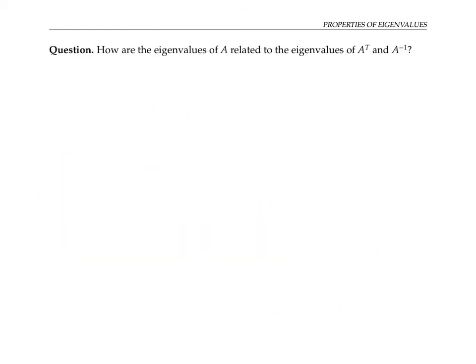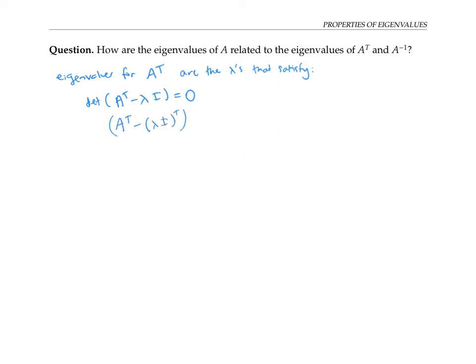Next, let's see how the eigenvalues of A are related to the eigenvalues of A transpose and A inverse. If I want to find the eigenvalues for A transpose, I need to take the determinant of A transpose minus lambda I and set it equal to 0. The eigenvalues for A transpose are the lambdas that satisfy this equation. But since the identity matrix I is the same as its transpose, and in fact lambda times I is the same thing as its transpose, I can rewrite this equation as A transpose minus lambda I transpose.